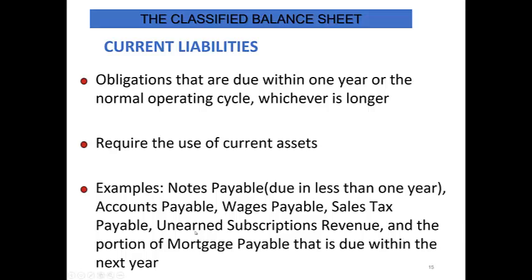Subscription revenue, or any type of unearned revenue, remember, is a liability. It should be listed with the current liabilities. And then we'll also list the current portion of the mortgage payable. Mortgages are typically due in 15, 30, and sometimes longer years, but there is a current portion that is due, so that will be listed under the current liabilities.